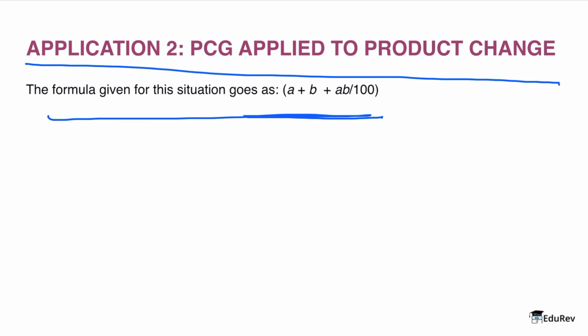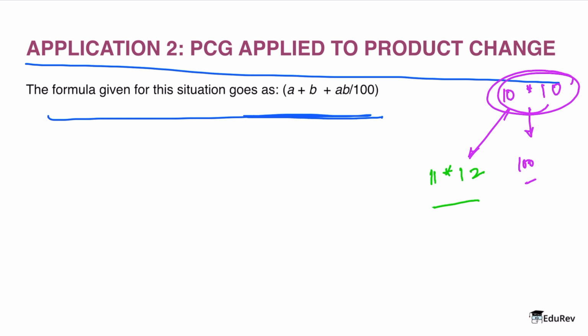Now suppose you have a product of two variables, and let me say that the two variables are, let's suppose, 10 into 10. Now their product is going to be 100, right? But let's say that the first variable changes to 11 and the second variable changes to 12. So instead of 10 into 10, it becomes what? 11 into 12. That is, one variable changes to 11 and the other variable changes to what? 12. So what will be the percentage change in the product?